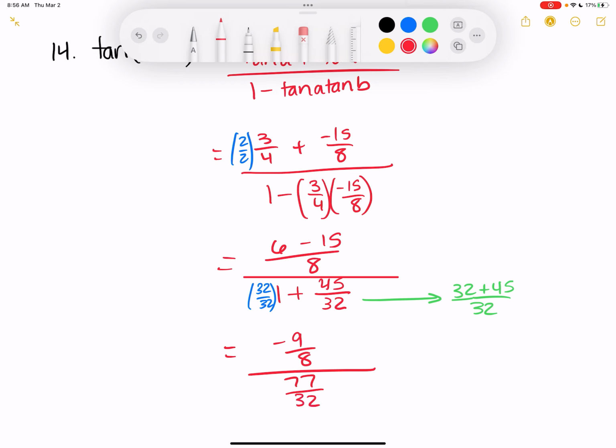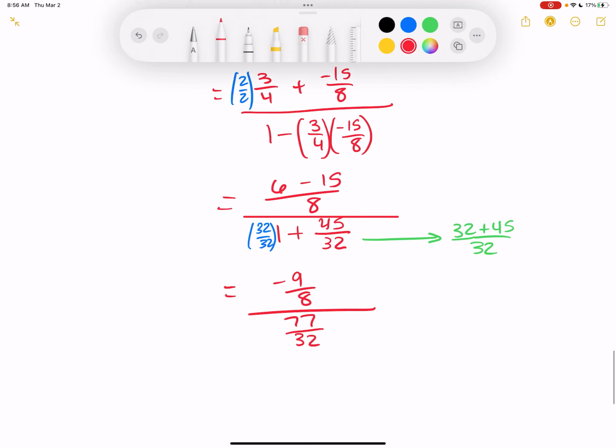So now that I have the fraction over the fraction, we can do the keep, change, flip. Yep, keep, change, flip. So negative 9 over 8 times 32 over 77. So 8 and 32 reduce, and 32 becomes a 4. So then this becomes negative 36 over 77.